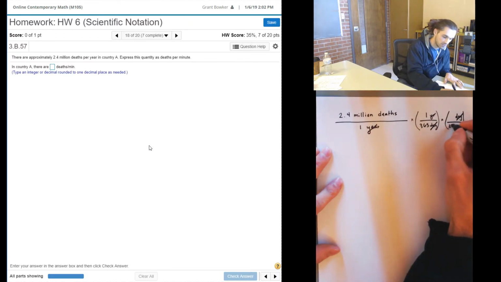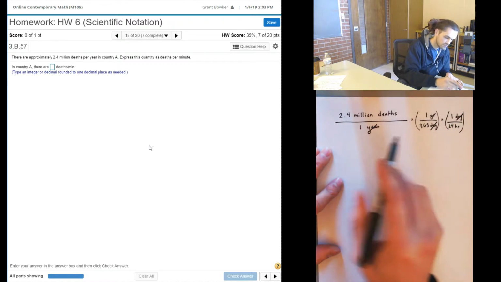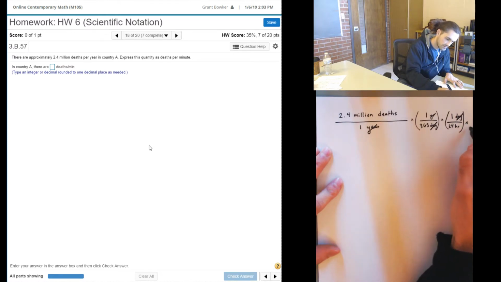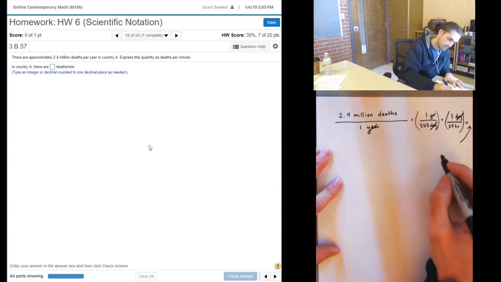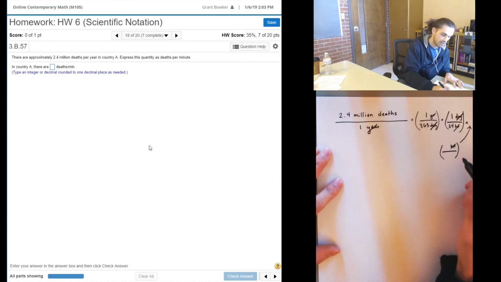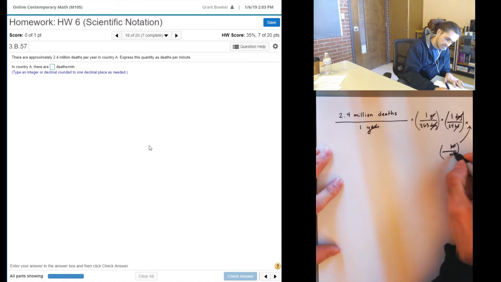I know there's 24 hours in 1 day. I don't want deaths per hour, I want deaths per minute. So I got one more fraction. Hours downstairs, so I needed hours upstairs. So hours upstairs undoes hours downstairs. I want deaths per minute, so it would be nice to introduce minutes here, and that's convenient enough because I know 1 hour has 60 minutes.